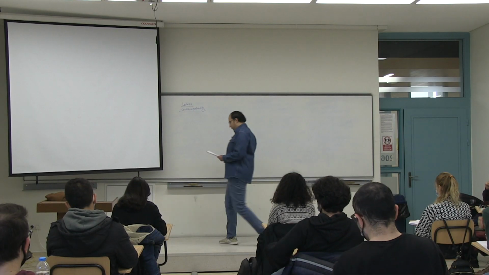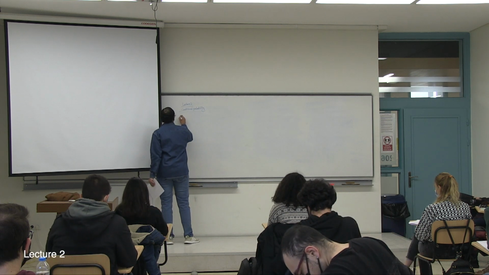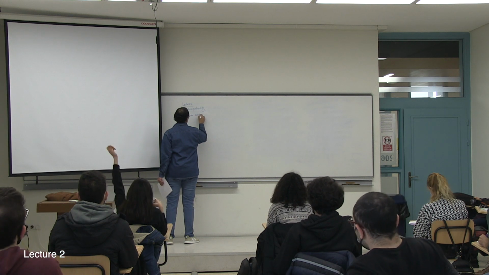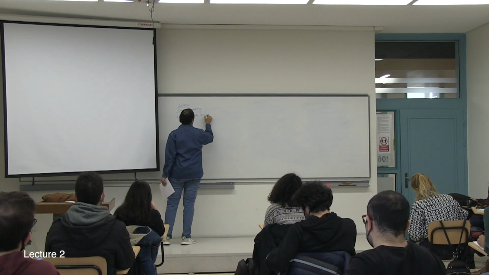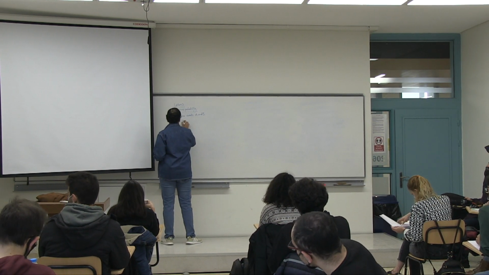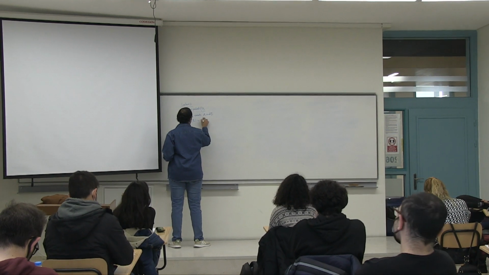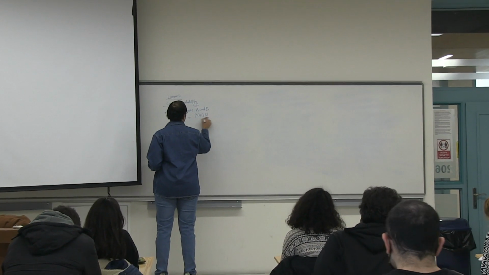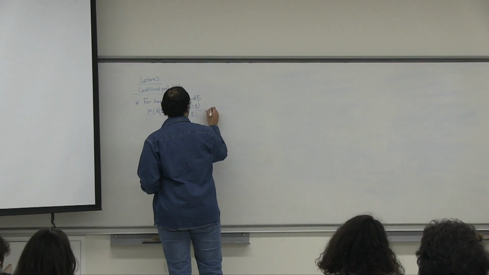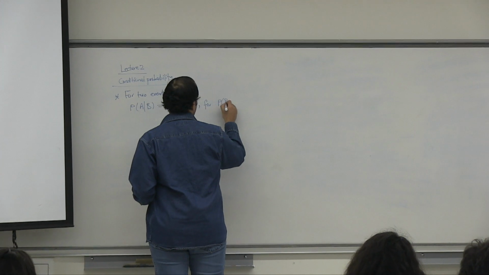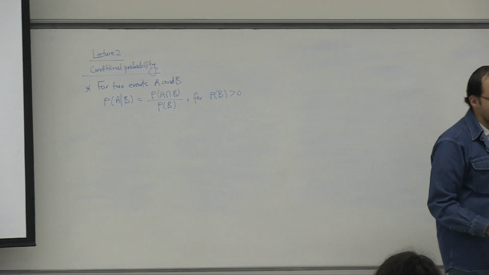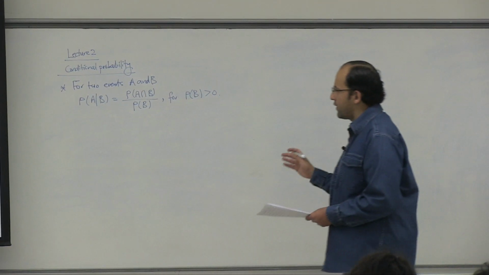All right, welcome back. Let's now talk about conditional probability for two events, A and B. The probability of A conditioned on B is the probability of A intersect B divided by the probability of B, obviously for probability of B greater than 0. Okay. You have definitely seen this equation before. You're quite familiar with it.